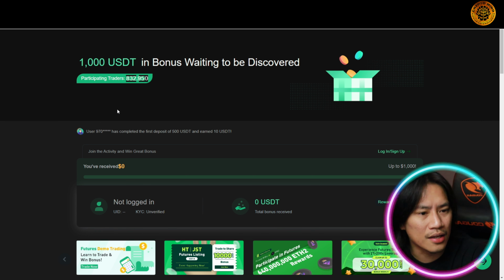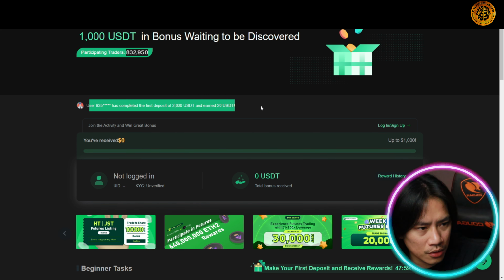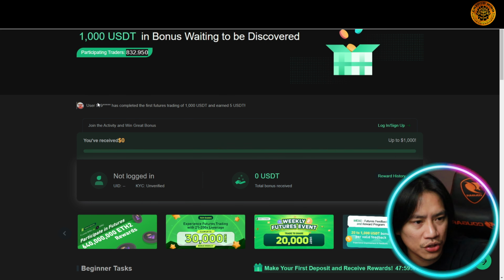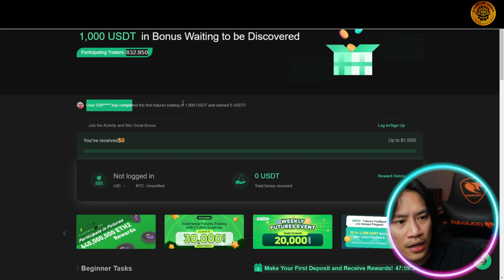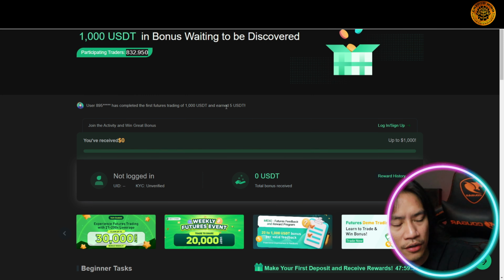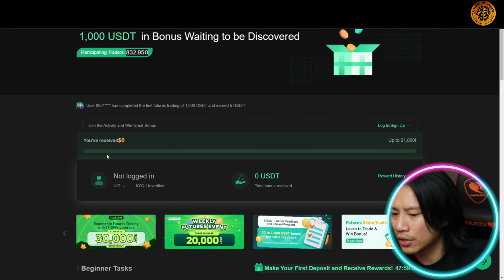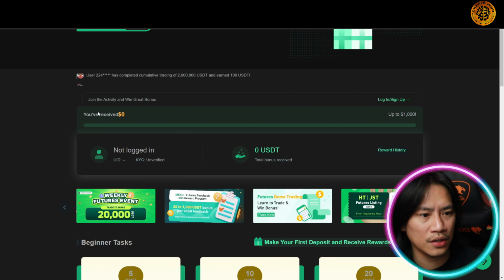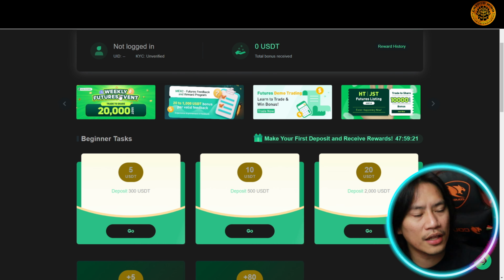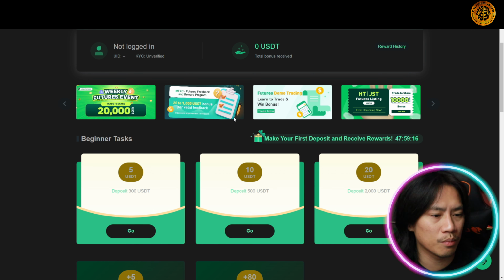832,950. Wow, there's a lot. Okay, so it looks like it's giving you information on who has completed. So, has completed first futures trading of $1,000 and earned 5 USDT. So good for them, right? Go ahead and check out others here. You've received $0 up to $1,000. Not logged in. Weekly futures event, trade to share. So these are all of their good stuff.